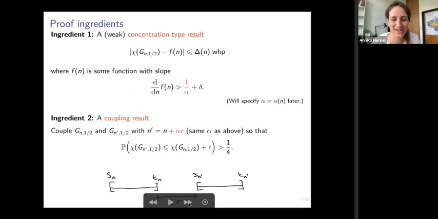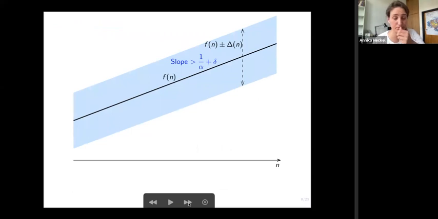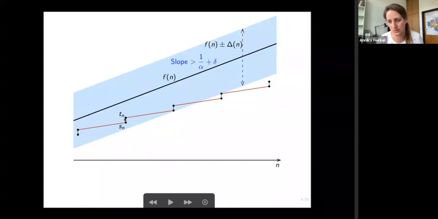Okay, so how do we put these two ingredients together? This is best seen in a picture. The concentration type result says that the chromatic number is close to this explicit function f of n, up to some error term. And this error term is much larger than the scale on which we are trying to prove non-concentration. So we have some fairly wide blue band that we know the chromatic number is in with high probability. And also the slope here is bigger than 1/alpha. And now suppose we have some intervals, S and T_n, which also contain the chromatic number with high probability.